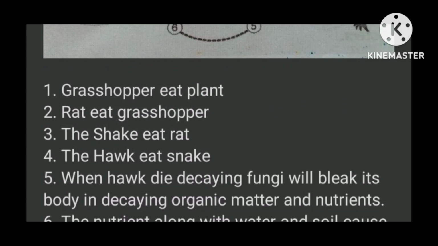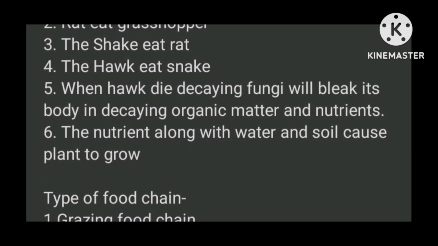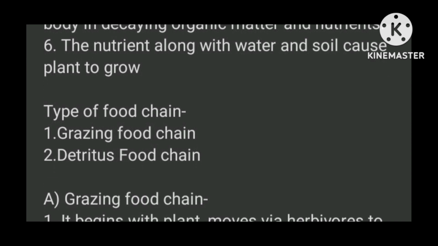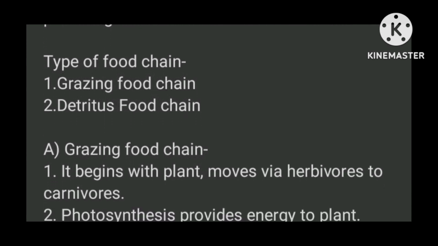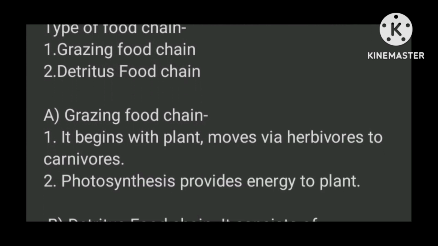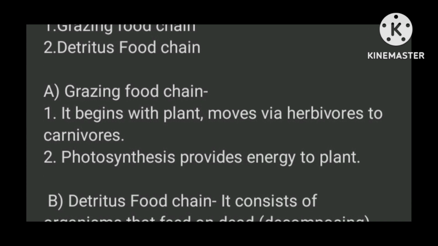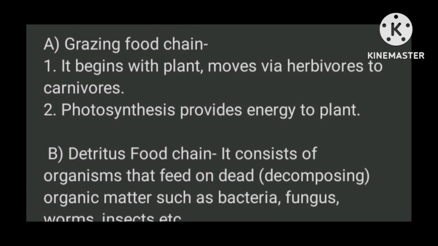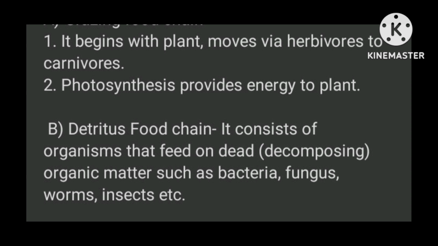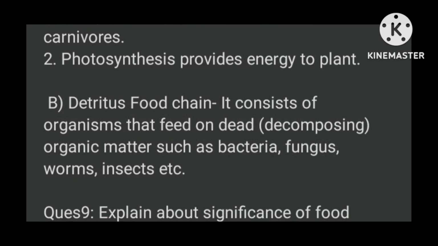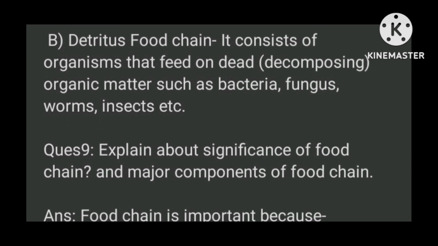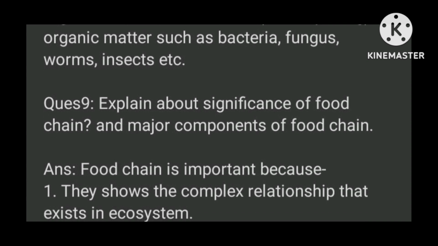Fifth, when the hawk dies, decaying fungi break its body down into decaying organic matter and nutrients. 6. The nutrients, along with water and soil, cause plants to grow. Types of food chain: first, grazing food chain. Second, detritus food chain. A. Grazing food chain: first, it begins with plants and moves via herbivores to carnivores. Second, photosynthesis provides energy to plants. B. Detritus food chain. It consists of organisms that feed on dead decomposing organic matter, such as bacteria, fungi, worms, insects, etc.